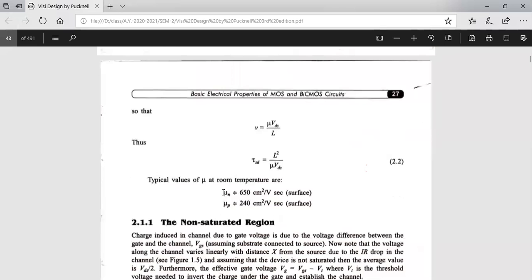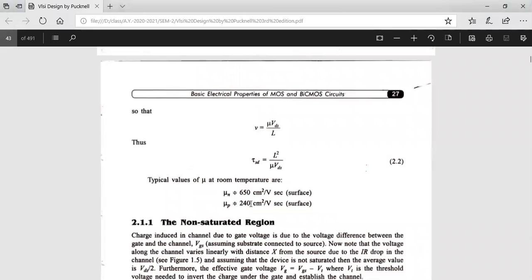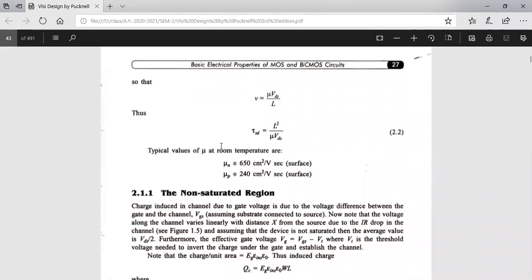Generally the mobility of electrons at room temperature is around 650 centimeter square per volt per second, and for holes it is around 240 centimeter square per volt per second. Generally we study that the mobility of electrons is double the mobility of holes. Not exactly, but almost, 2 to 3 times generally. So far we have just seen some of the parameters.